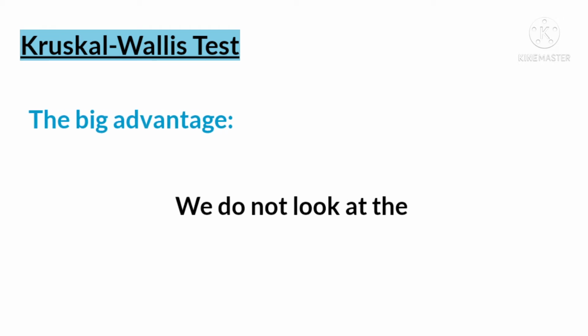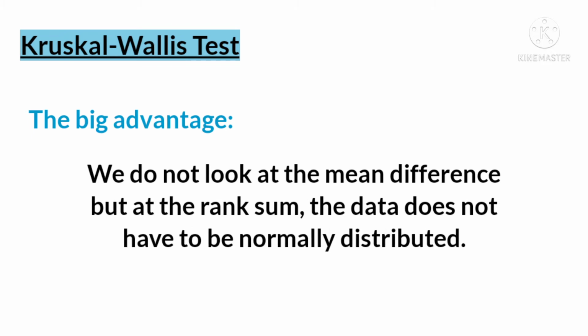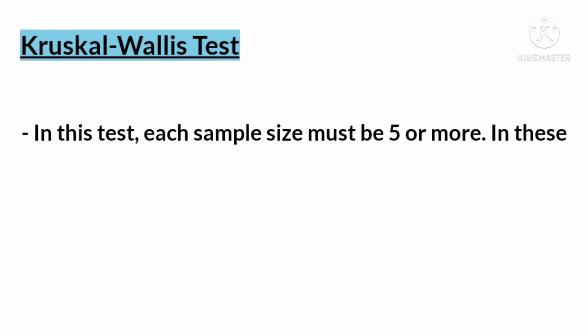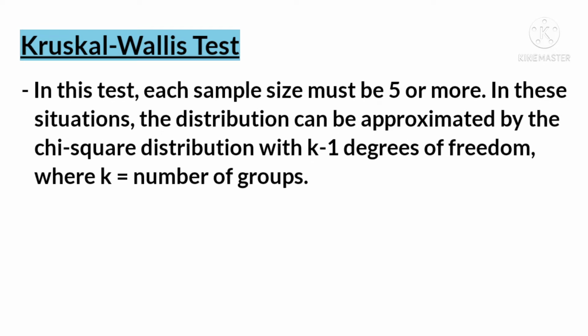So here in the Kruskal-Wallis test, the big advantage is that we do not look at the mean difference but at the rank sum. So the data does not have to be normally distributed. When we use this test, our data does not have to satisfy any distributional form. Also, in this test, each sample size must be 5 or more. In these situations, the distribution can be approximated by the chi-square distribution with k-1 degrees of freedom, where k is equal to the number of groups.